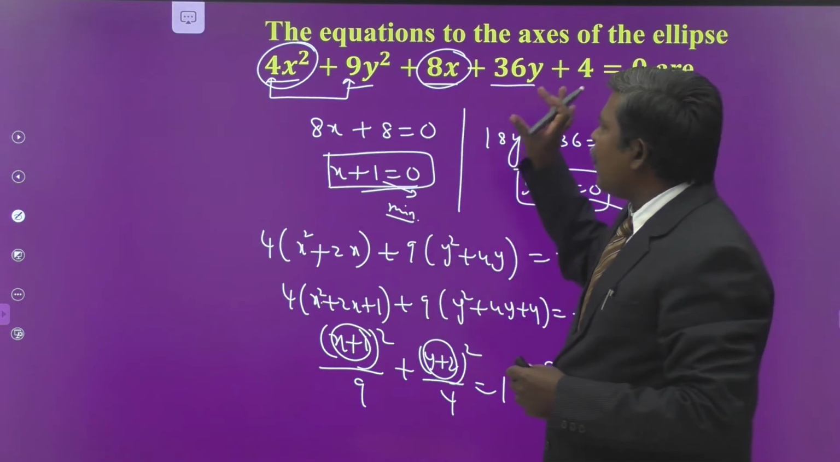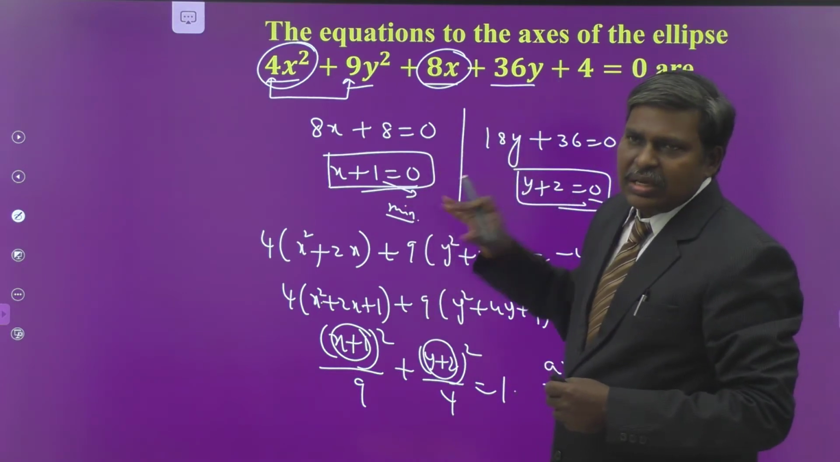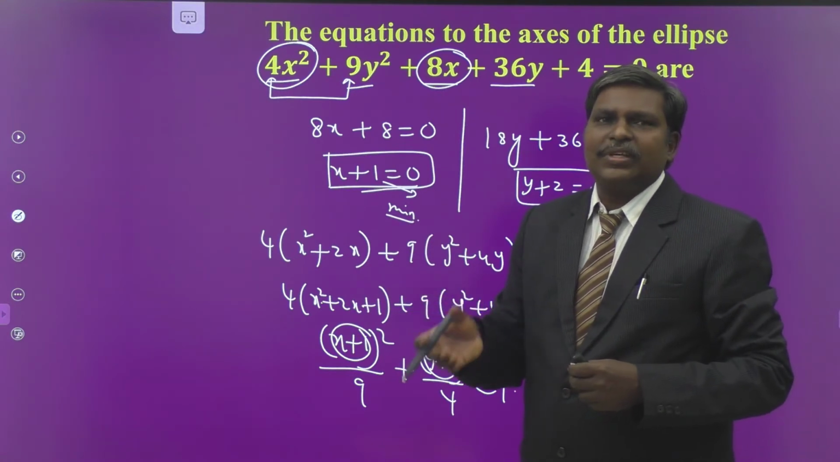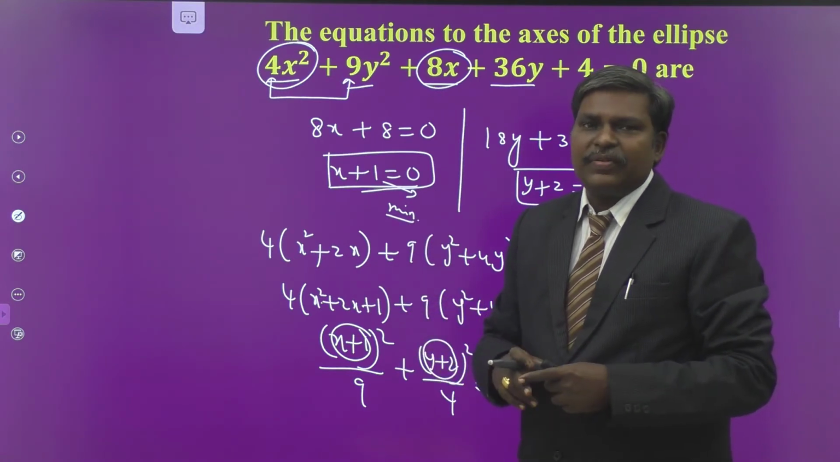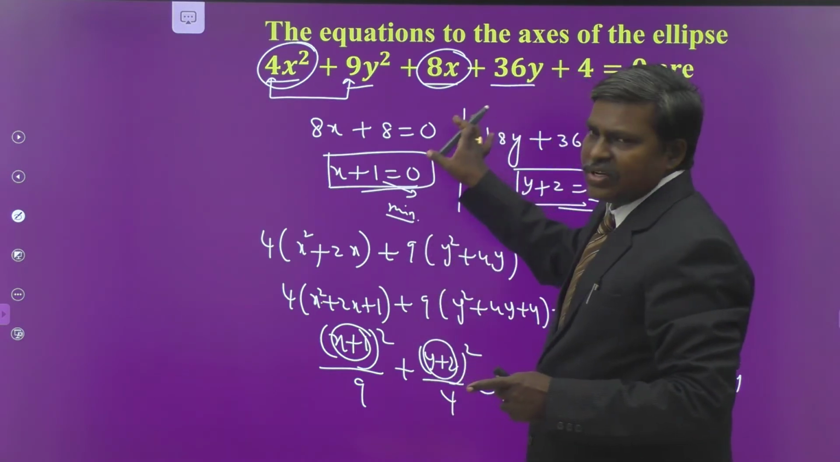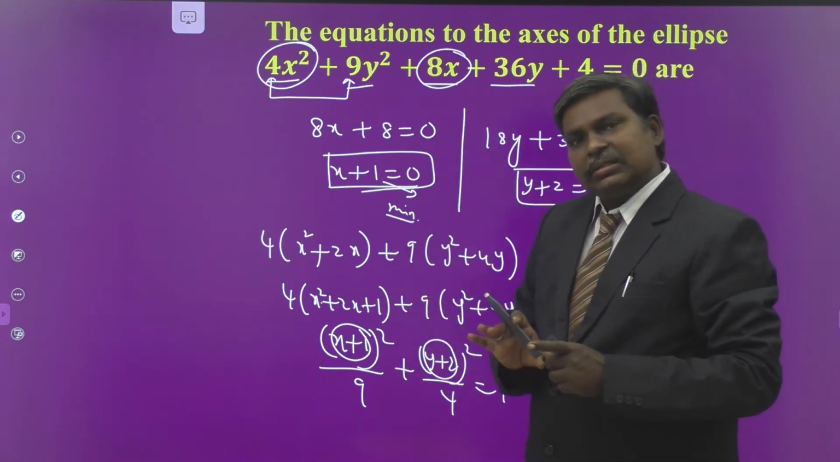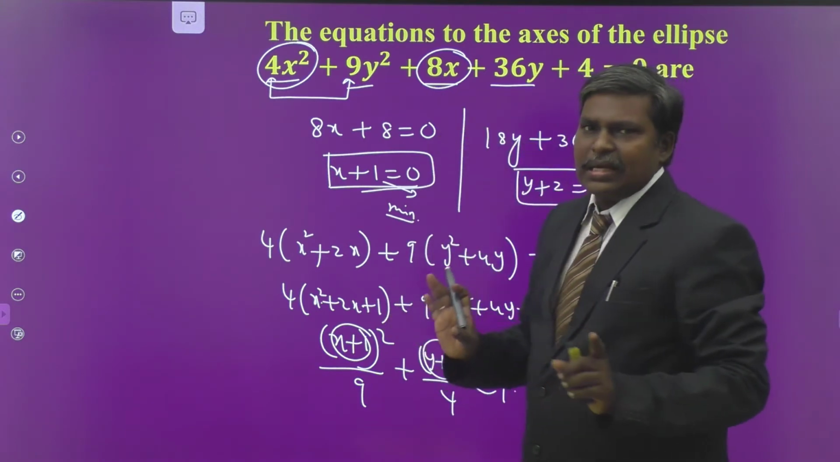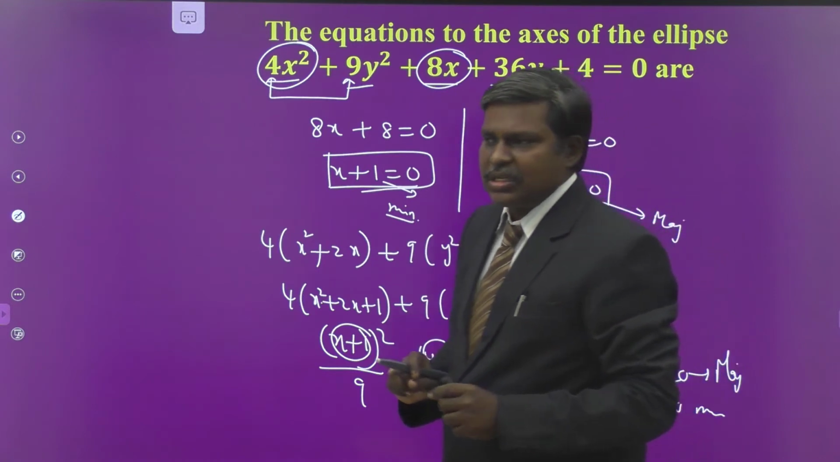Understand? If the xy term is there, you do the same manner, but the equations may or may not be axes of the ellipse, but their point of intersection must and should give you the center. Suppose your equation doesn't have an xy term, then clearly 100% the partial derivative equations are the axes of your ellipse. Understand?